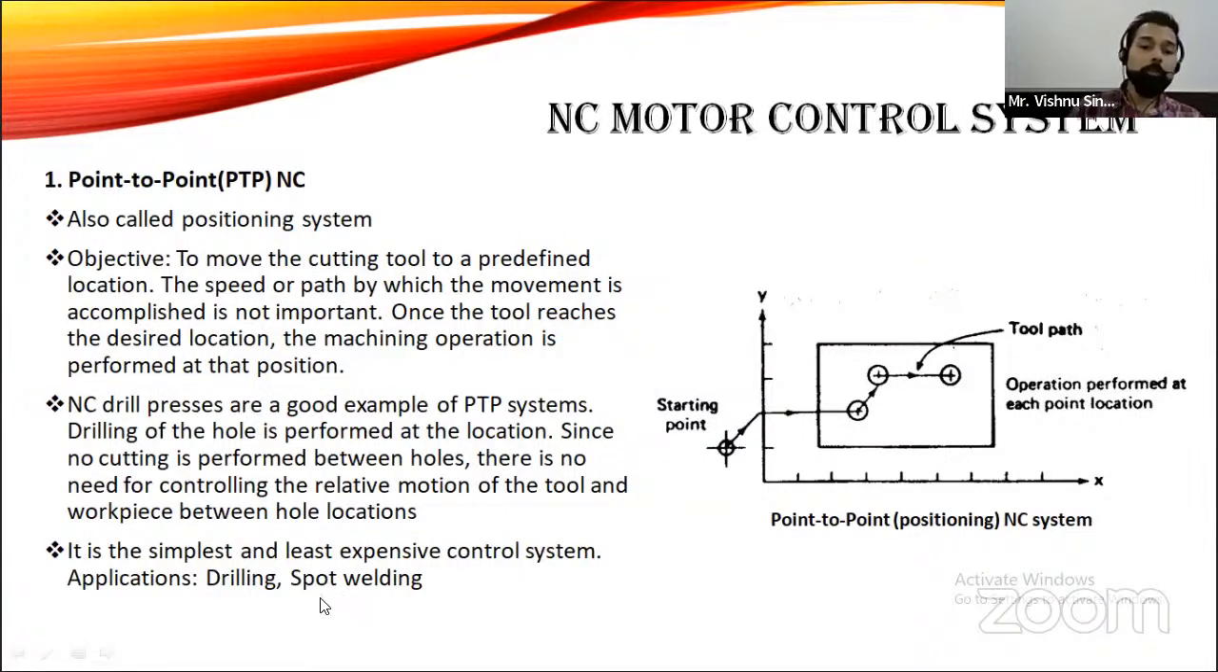Now, what exactly is spot welding? There are two types of welding: spot welding and seam welding. In case of spot welding, we weld two plates at certain specific points between them.